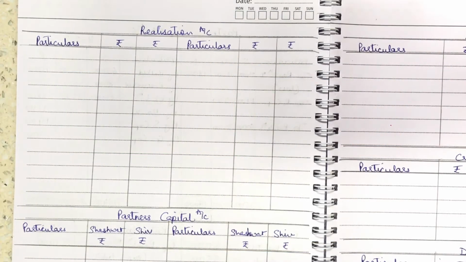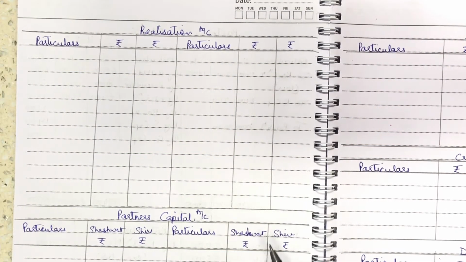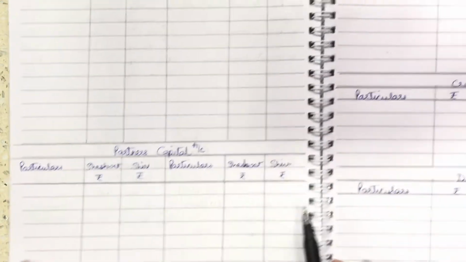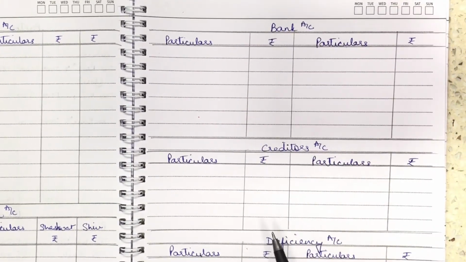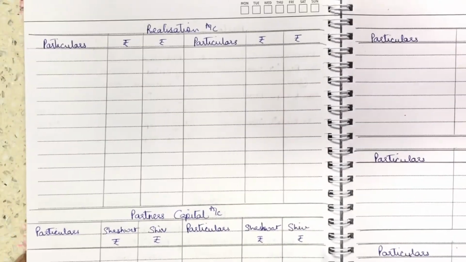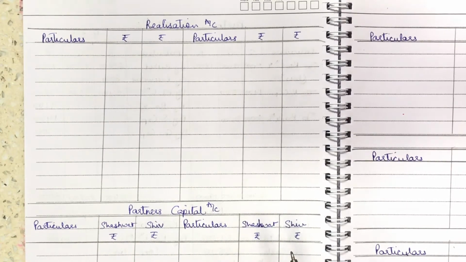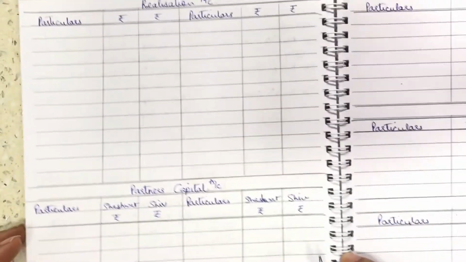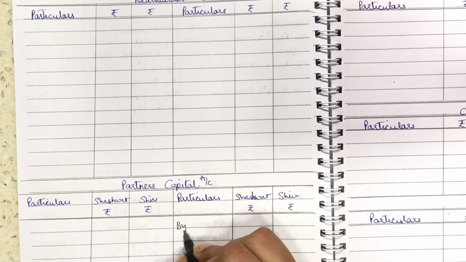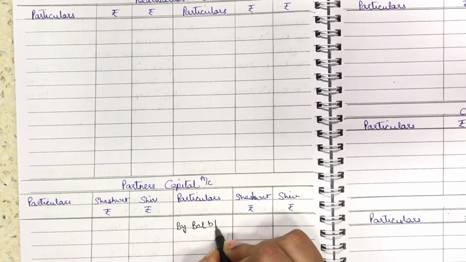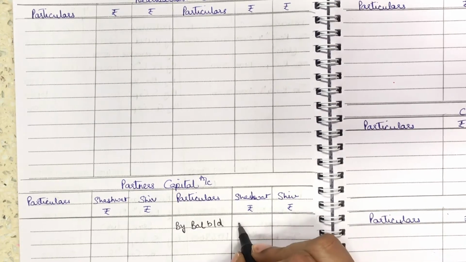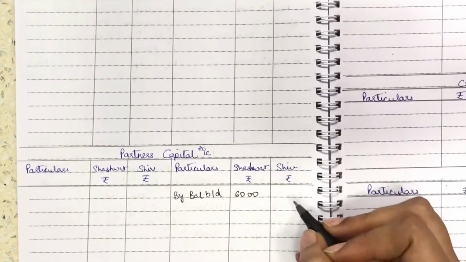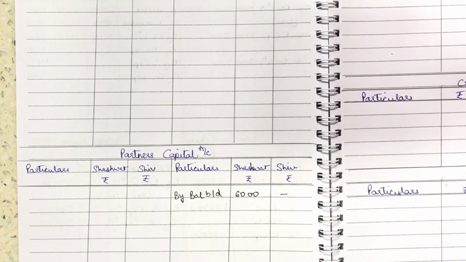So let's start. This is the realization account. This is the partners capital account. There are two partners, Sashwat and Shiv. This is your bank account, creditors account and deficiency account. Okay. So first what do we do? We post all the balance sheet items. Sashwat's capital is given to us. Let's go to the capital account and write here by balance brought down. Sashwat is given as 6,000 and Shiv is not given anything on credit side, dash.